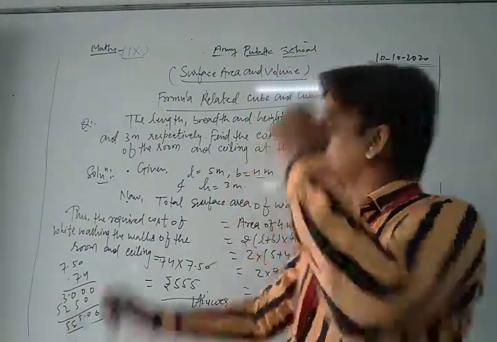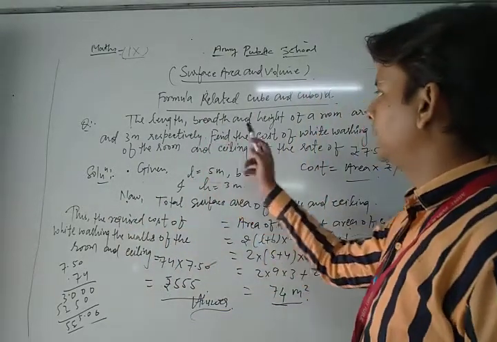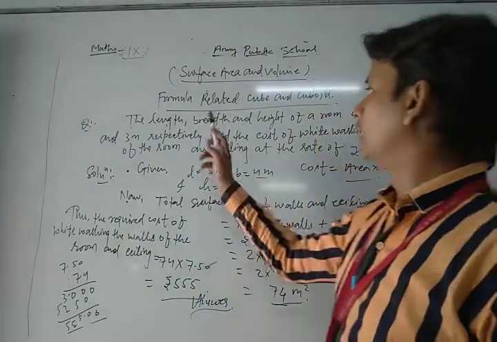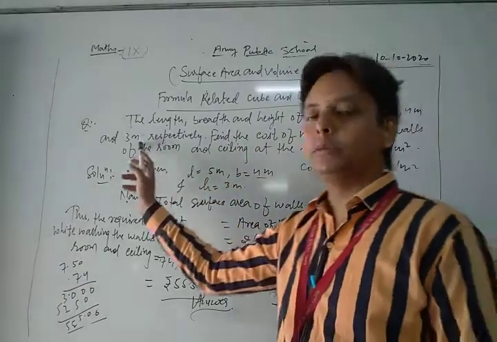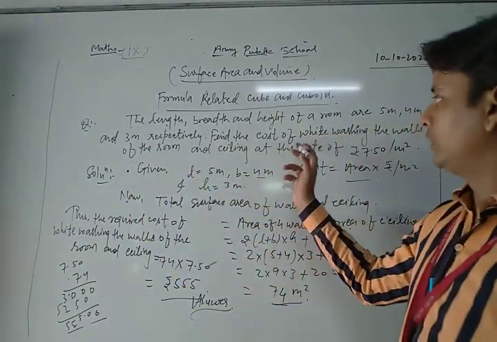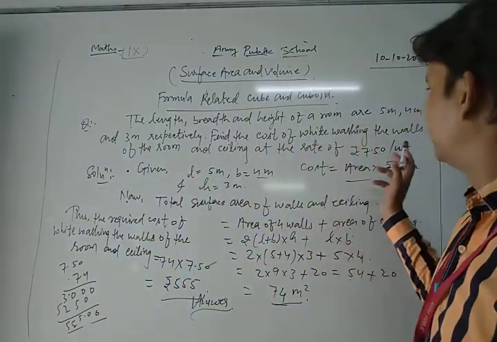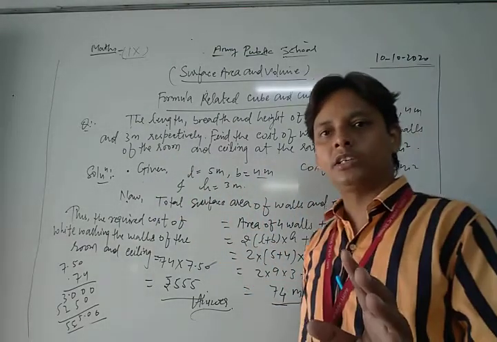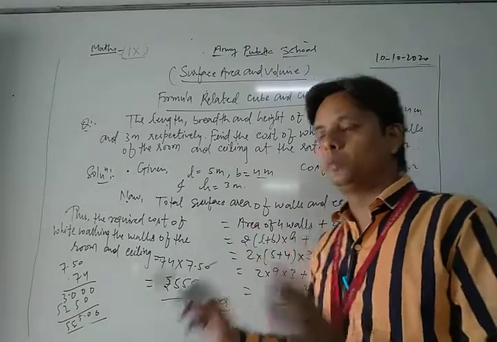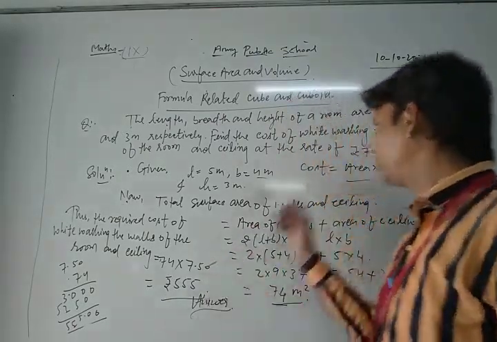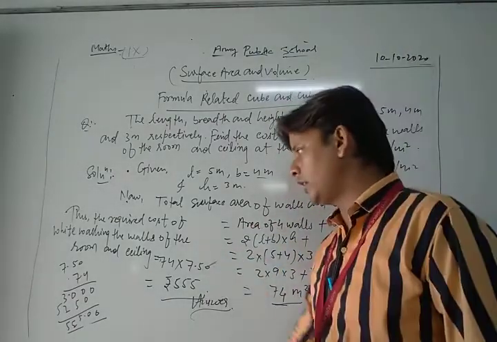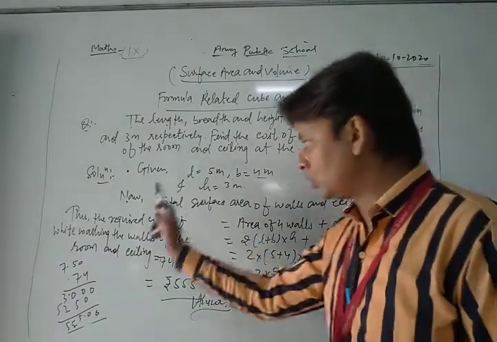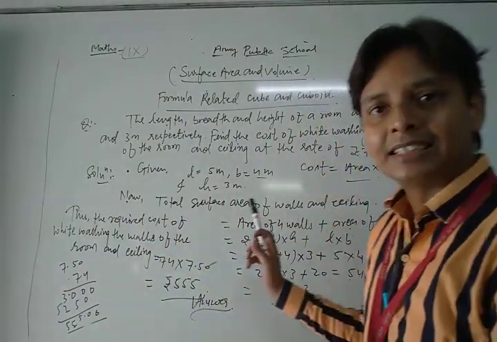Let's see once more. Here your question is: the length, width and height of a room are 5 meter, 4 meter and 3 meter respectively, and we find the cost of the whitewashing of the walls of the room and the ceiling at the given rate. Dear student, one of the most important relations between cost, rupees per meter square and area is: cost is equal to area into rupees per meter square. So first of all we find the total surface area of the walls and the ceiling.